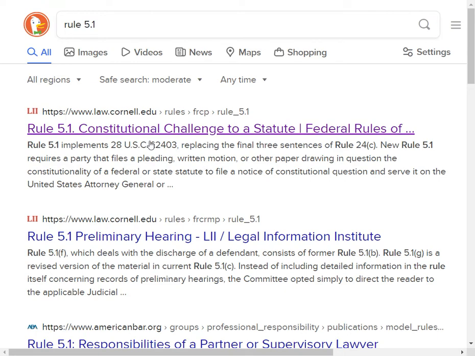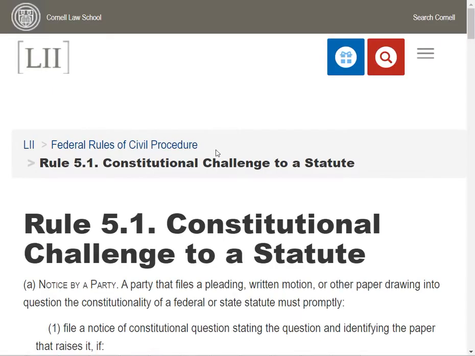Today we're going to talk about Rule 5.1. It seems that there's some confusion about this particular rule and how it applies to both state and federal. All right, so let's get into it. Rule 5.1. Let's see what it says.